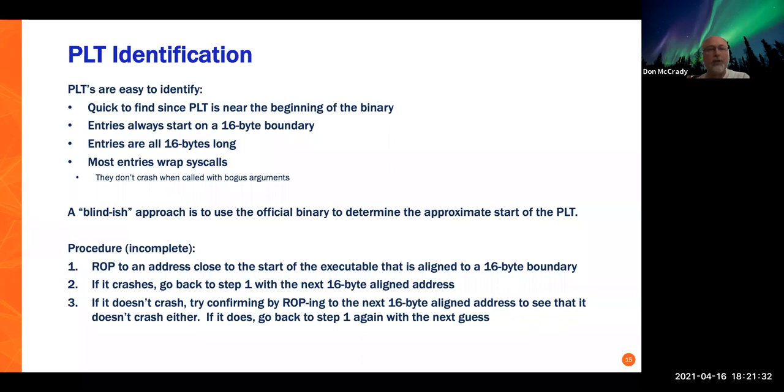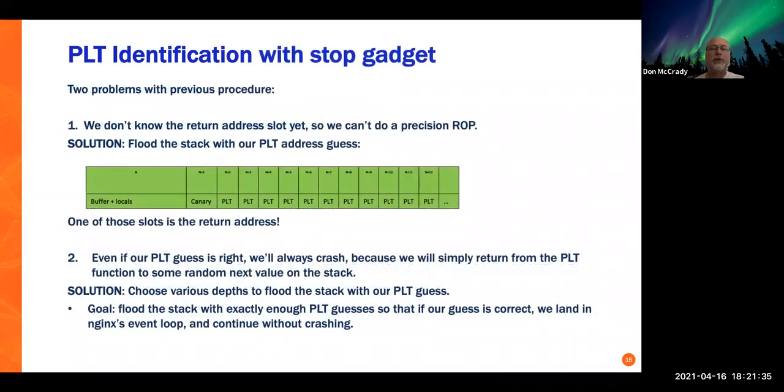Now, this is an incomplete procedure. So let's address the two remaining problems, or two missing elements, from this procedure. What we know right now is how much of the buffer and locals we need to overwrite. We can overwrite with the canary, and we can overwrite the rest of the stack with our PLT guess. But we don't know exactly which of these slots is the return address. So that's not a problem for now.